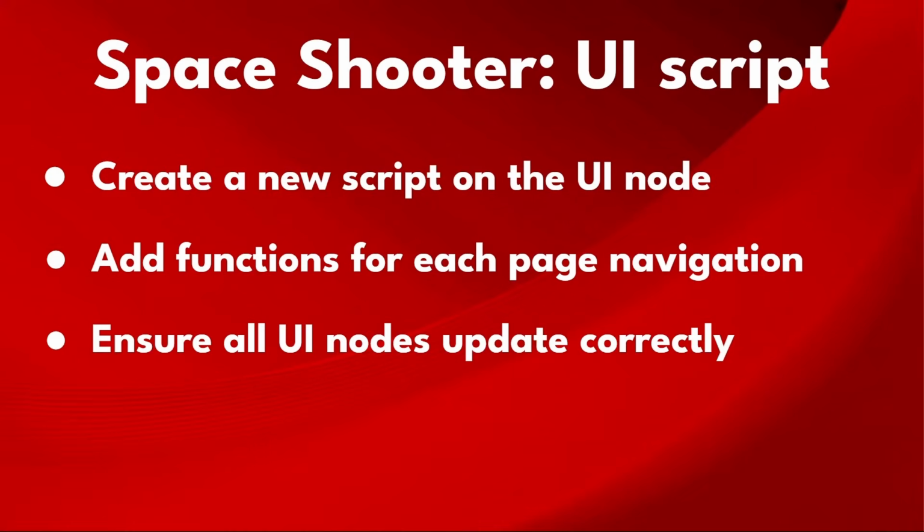All right, in this section, we're going to create our UI script. We're going to start off creating a new script and attaching it to the main UI node. We're then going to add a couple functions for the page's navigation. We're then going to ensure all the UI nodes update correctly. Now let's go ahead and jump right in.